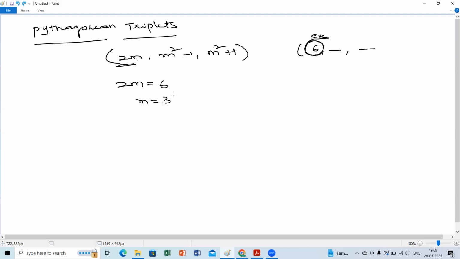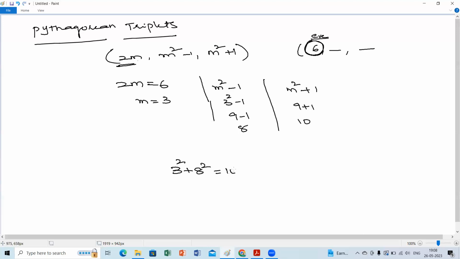Now let me go with this. I'm not sure whether it is correct or not, so let me use the trial and error method. Now m square minus 1: m square is 3 square, so 9 minus 1 is 8. What about m square plus 1? 9 plus 1, which is 10. Let me check whether these are Pythagorean triplets or not. Pythagorean triplet means leg 1 square plus leg 2 square is equal to hypotenuse square. The hypotenuse is the largest one, right?